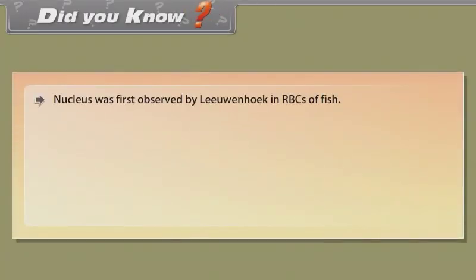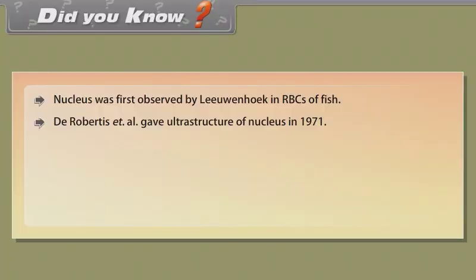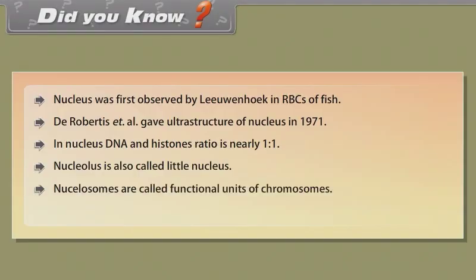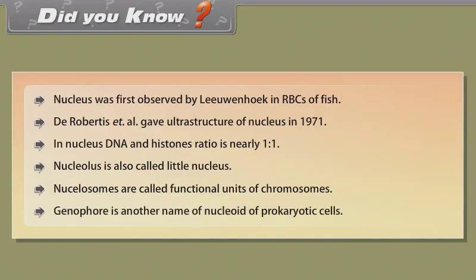Did you know? Nucleus was first observed by Leeuwenhoek in RBCs of fish. De Robertis et al. gave ultrastructure of nucleus in 1971. In nucleus, DNA and histones ratio is nearly 1:1. Nucleolus is also called little nucleus. Nucleosomes are called functional units of chromosomes. Genophore is another name of nucleoid of prokaryotic cells.